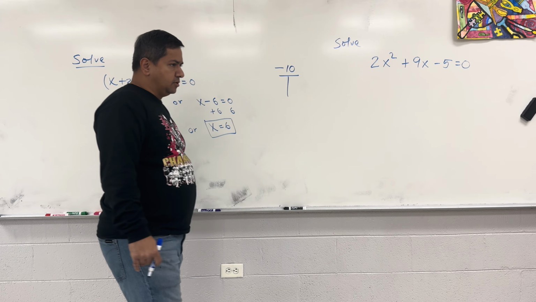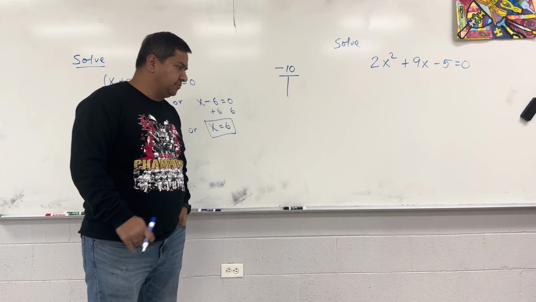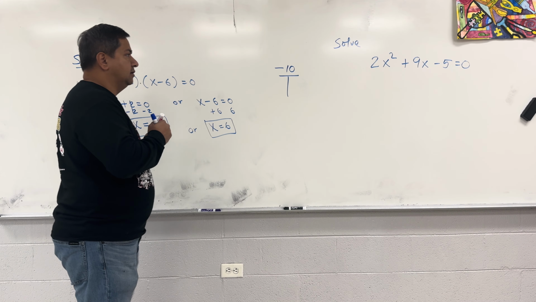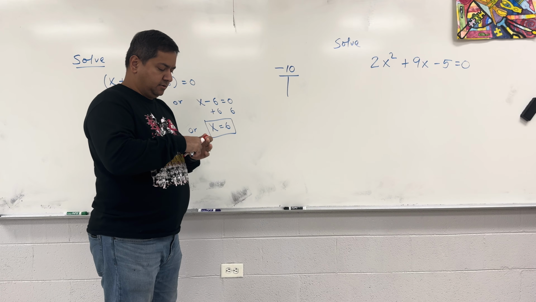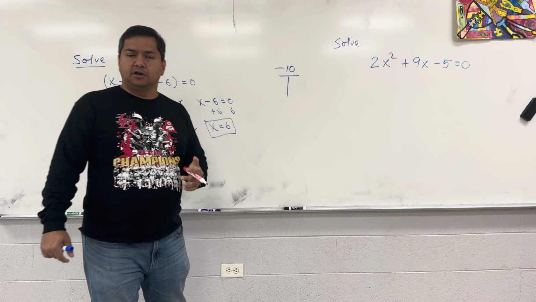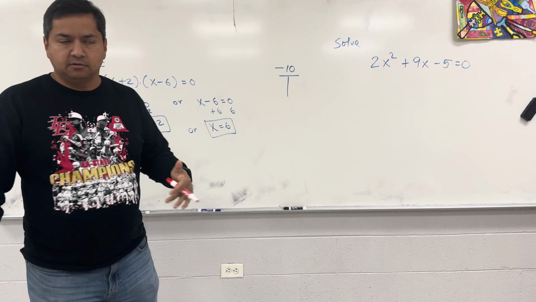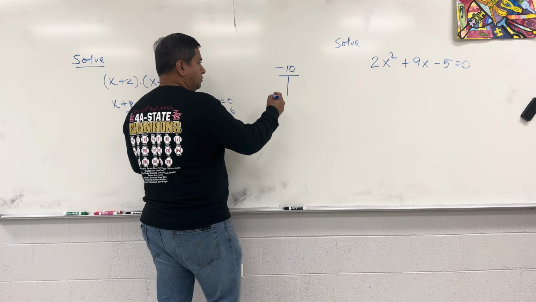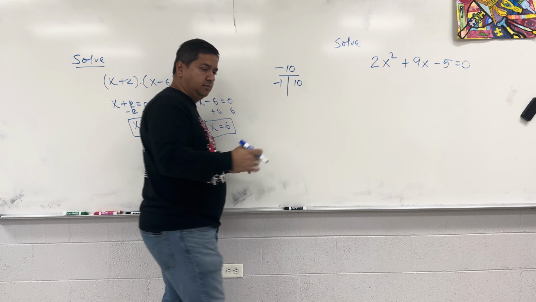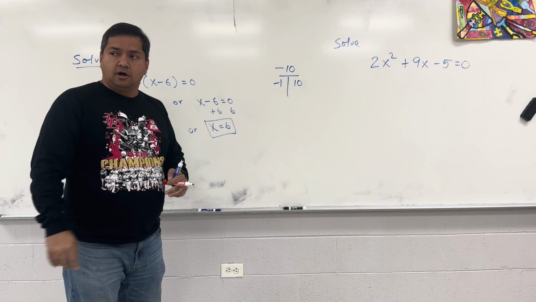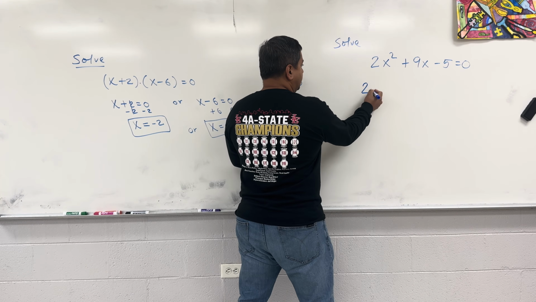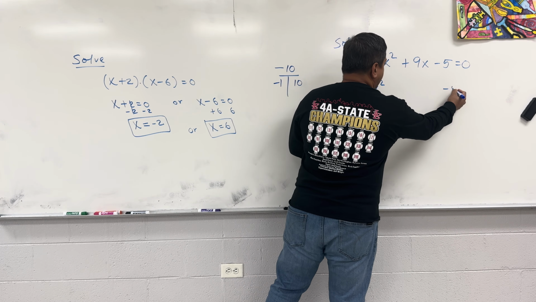So I need two numbers that multiply to -10 and at the same time add up to +9. So what two numbers multiply to -10 and add up to +9? -1 and 10? -1 and 10? Perfect. Are we good?